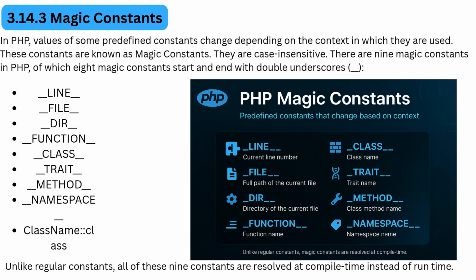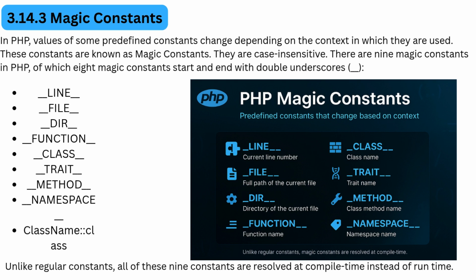Fifth, we have __CLASS__. This constant shows the name of the current class. If you use it inside a class, PHP will return the class name. It is very handy when you are working with object-oriented programming. Sixth, there's __TRAIT__. Traits are reusable pieces of code in PHP that help with code sharing between classes. The __TRAIT__ constant returns the name of the current trait in which it is used.